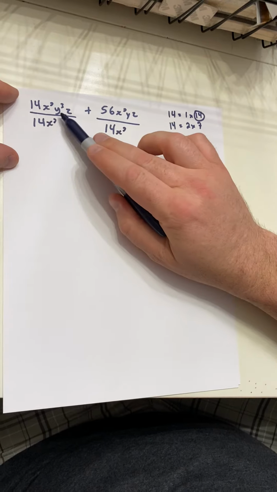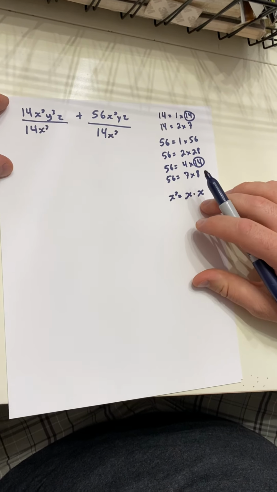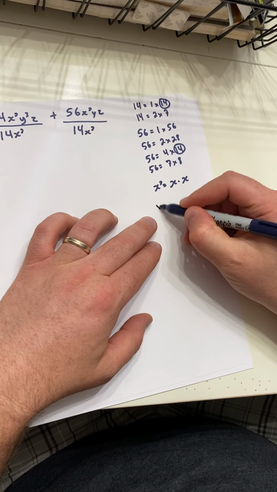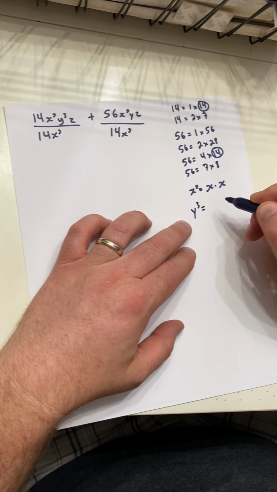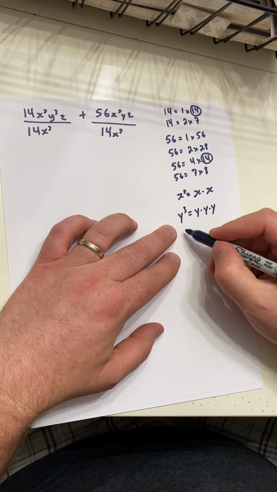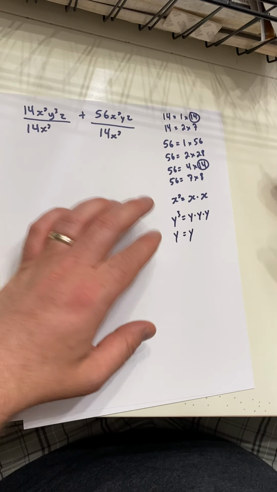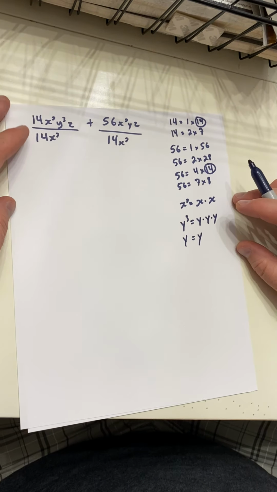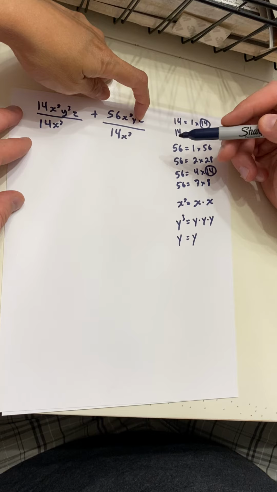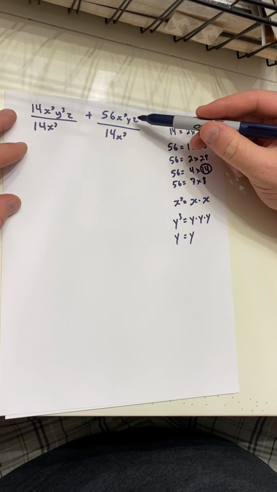Then I'm going to look at y and z. Sorry, y to the power of 3 and y. Well, for y to the power of 3, the factors are y times y times y. And for that other one, it's only y. And the z is a z, not a 2, because there's no number there.